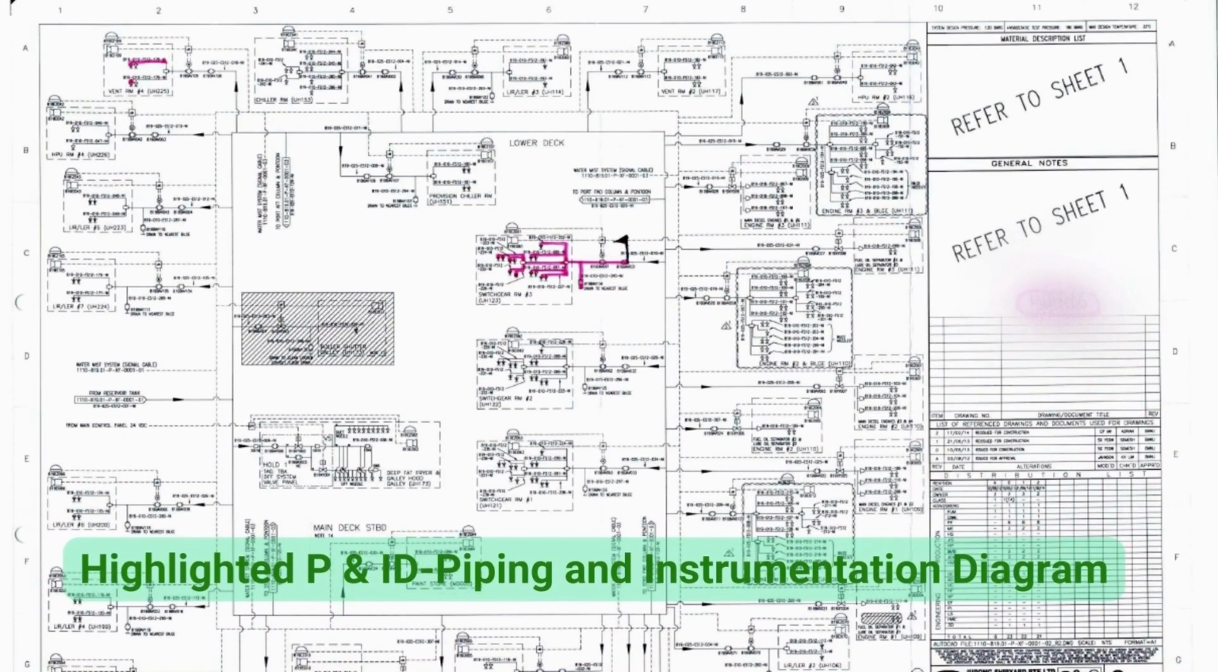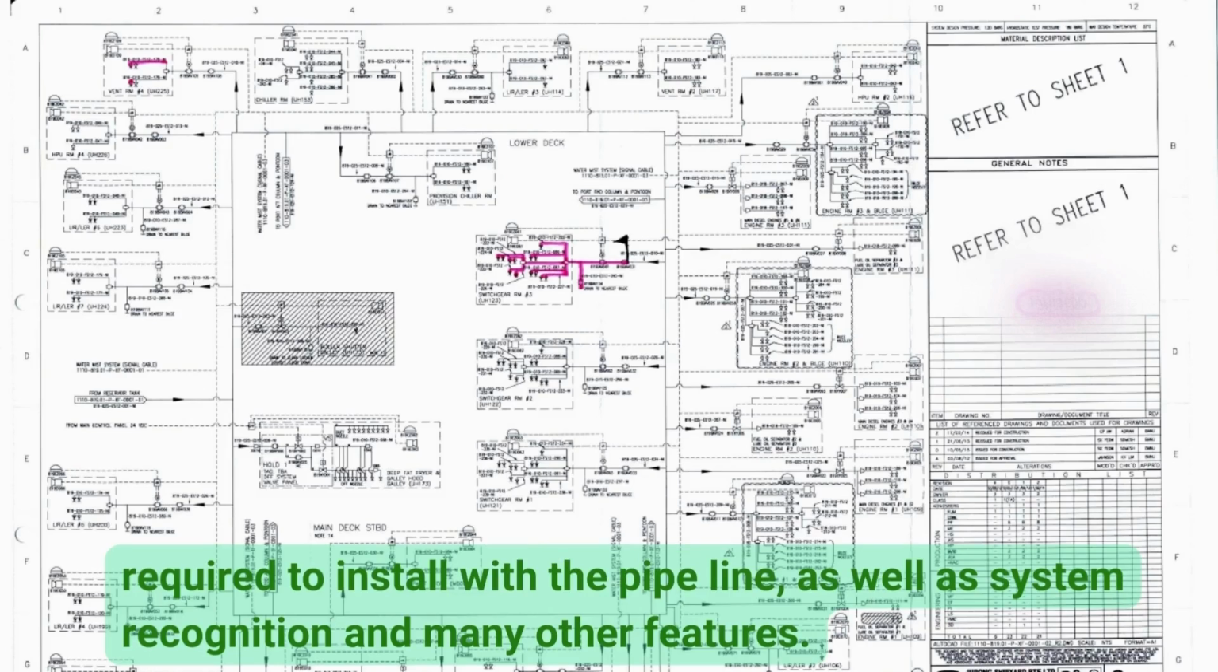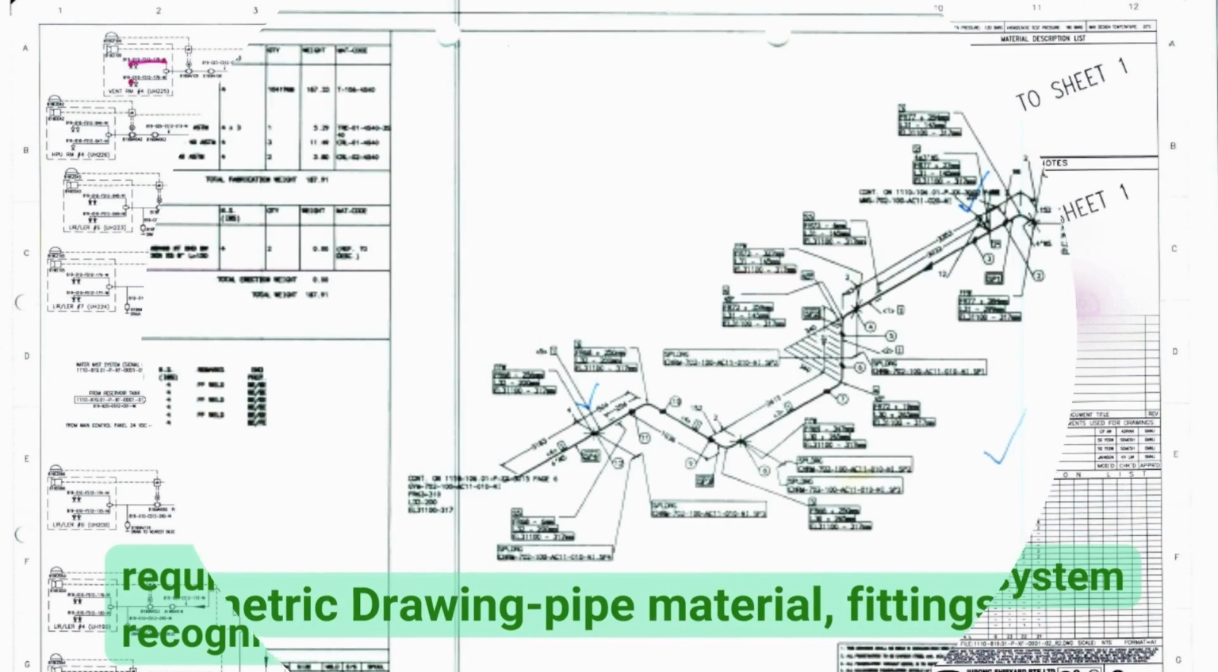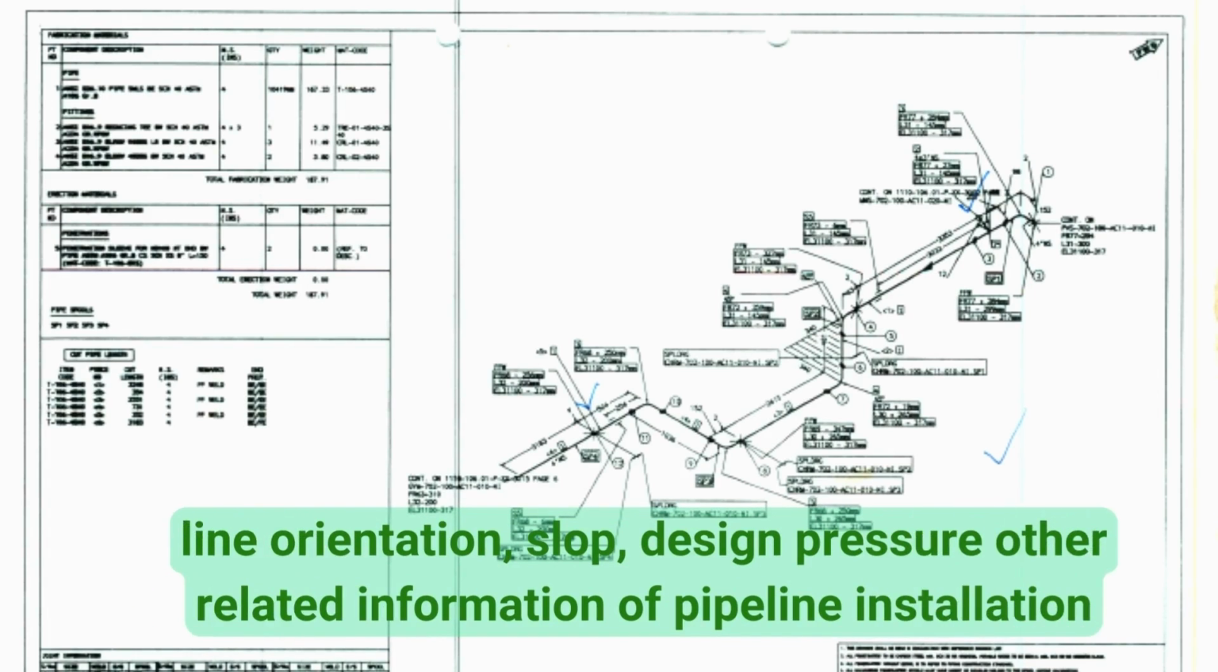At first, P&ID, piping and instrumentation diagram. The highlighted P&ID assists you in understanding the line location and related instruments required to install with the pipeline, as well as system recognition and many other features you can understand from P&ID. Isometric drawing shows you pipe material, fittings, line orientation, slope of the line, design pressure, and other related information of pipeline installation.